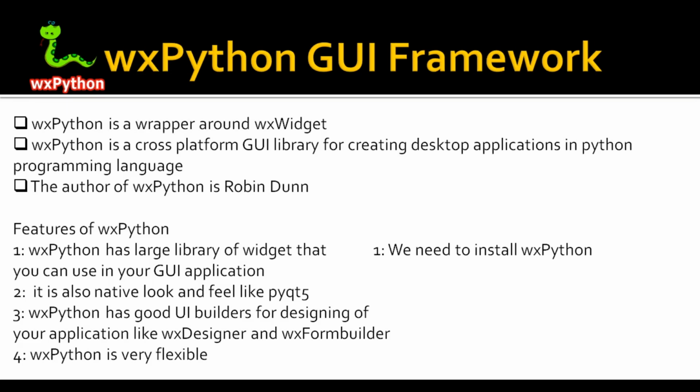It also has a native look and feel like PyQt5. wxPython has good UI builders for designing our applications, like PyQt5. For example, in PyQt5 we said that we have Qt Designer, but in wxPython we have wxDesigner and also wxFormBuilder. wxPython is very flexible. For disadvantages, we can say that we need to install wxPython. Also, there is some incompatibility with Python 3.